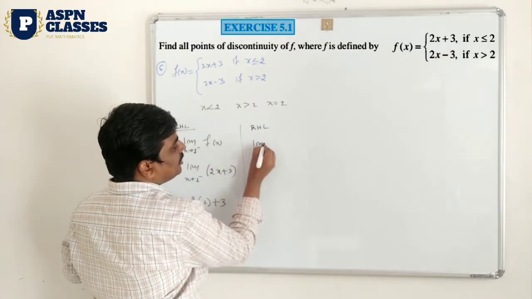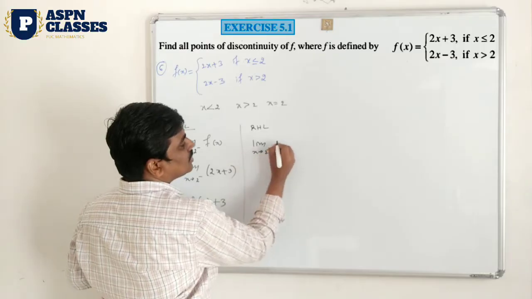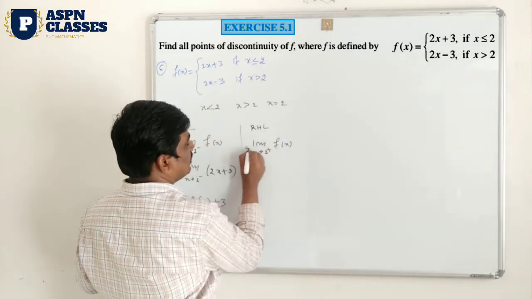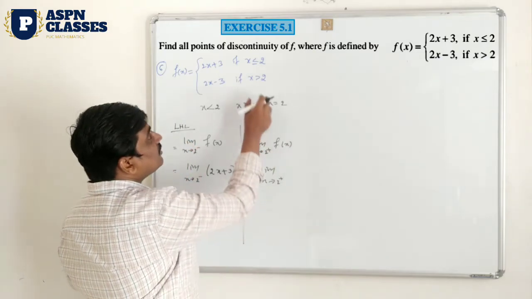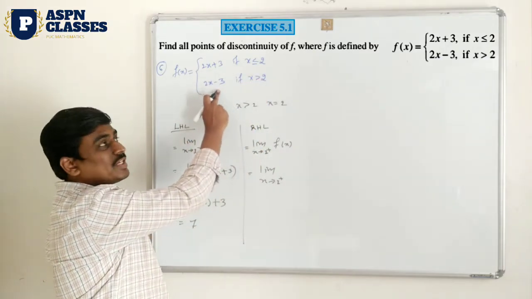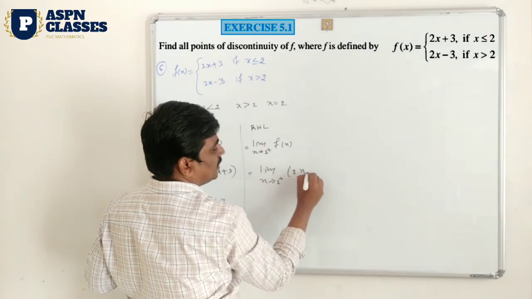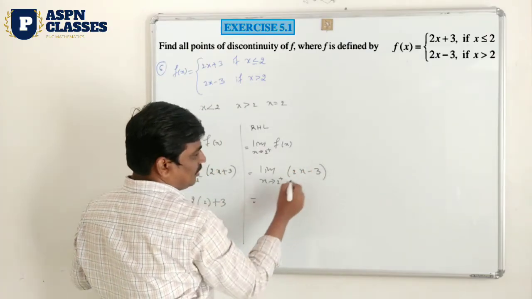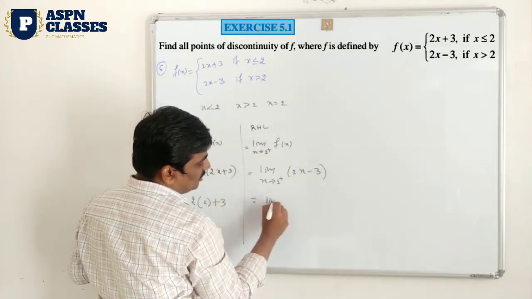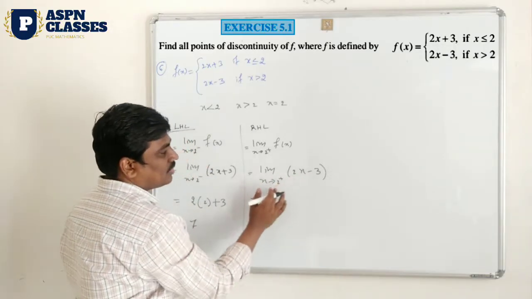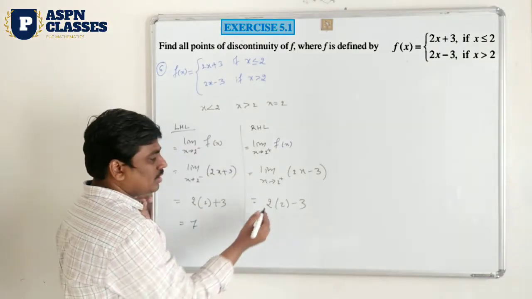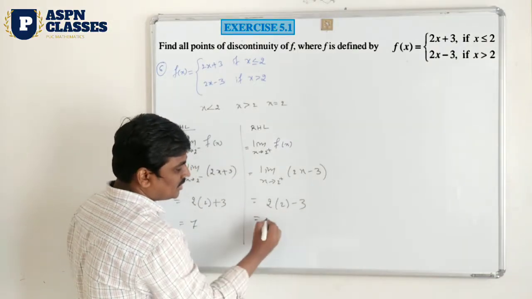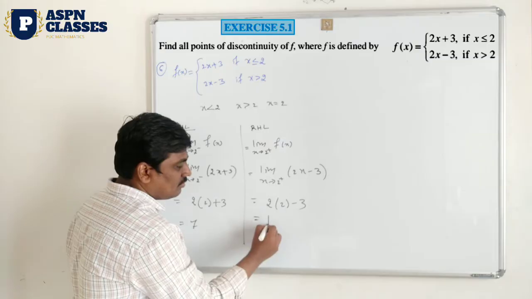Okay, in RHL, limit of x tends to 2 plus of f of x. What is f of x here? For the greater than condition, what is the answer? 2x minus 3 is there. Then you apply this 2, what is the result? Now I am going to apply the limit: 2 into 2 minus 3. So 2 into 2 is 4, 4 minus 3 means you get the answer 1.